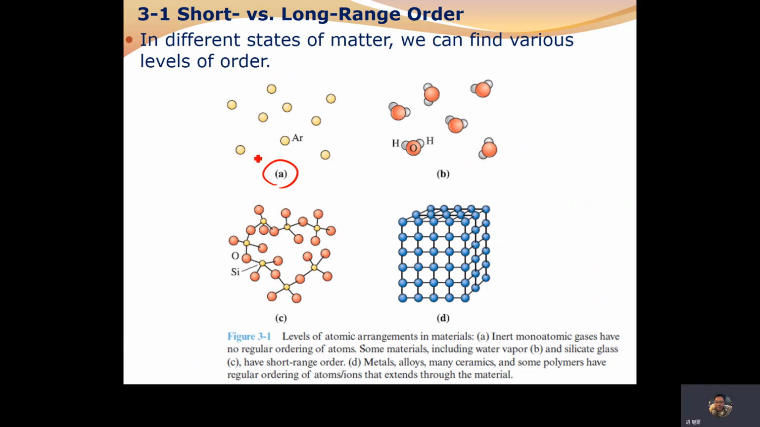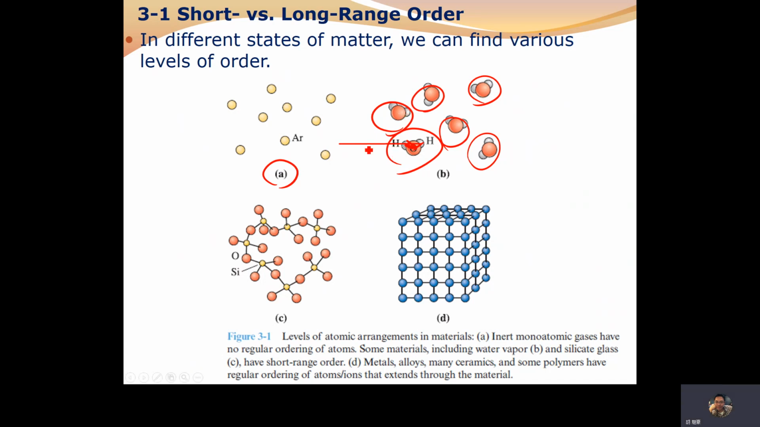And for B, it's water. The order only exists between the hydrogen and the oxygen. And the water molecules are randomly moving. So usually we define the water structure as amorphous.